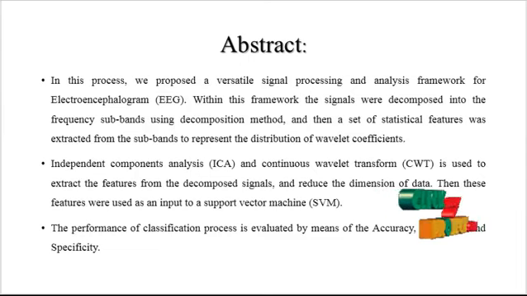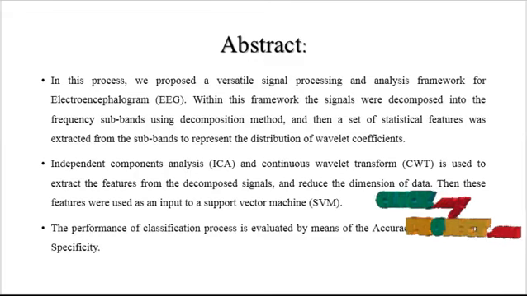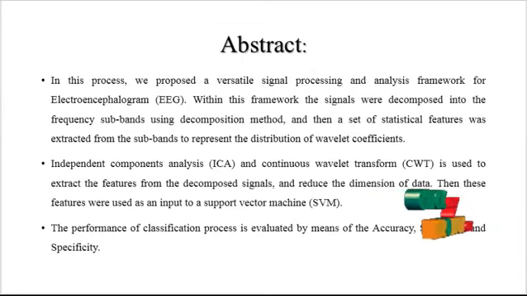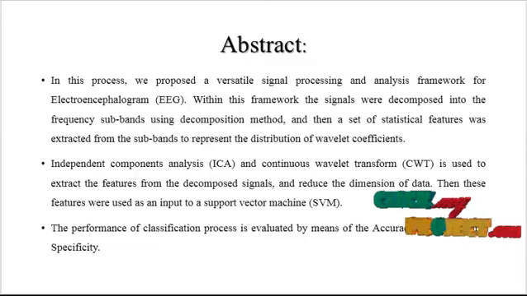So the decomposed signal is already denoted as alpha, beta, gamma, theta and delta. After extracting the features, to reduce the dimension of the features, we are using the ICA and CWT. Then these features were used as an input to the support vector machine, that is the classifier. We use the classifier to classify whether the input signal is normal or abnormal. Finally, the performance of the process is evaluated by means of accuracy, sensitivity and specificity.